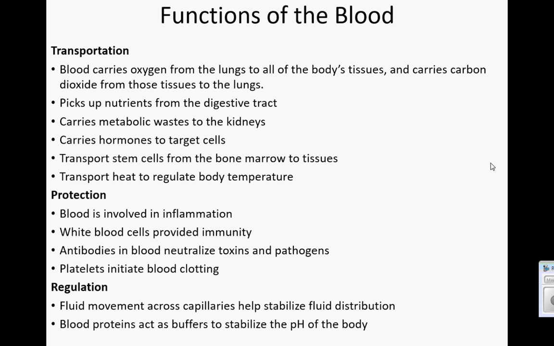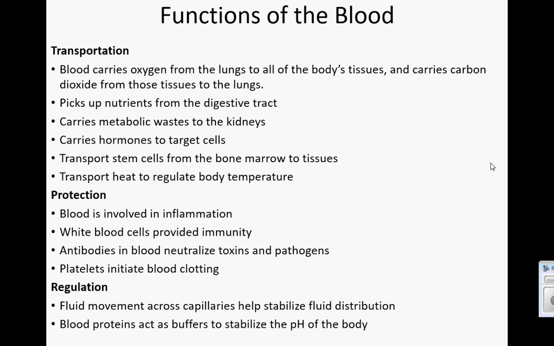There are three major functions that our blood provides for us. It functions to transport a heck of a lot of things. It protects us, and it regulates certain things as well.